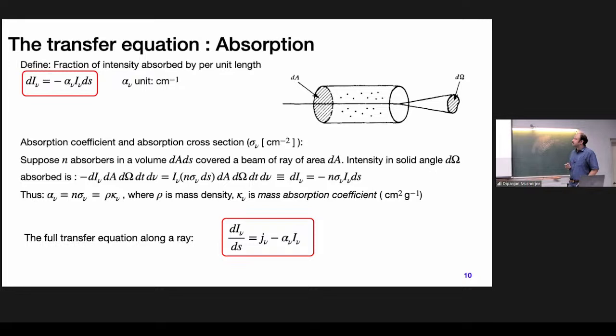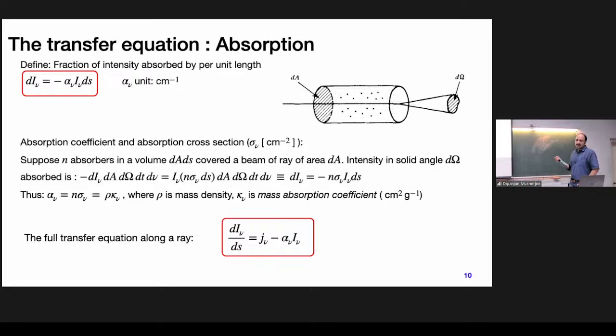What about absorption? Suppose that the ray of light is passing through a volume, and that volume has elements that can absorb the light. Essentially a fraction of the energy is getting absorbed by the absorbing elements present inside the volume. To quantify this, we define an absorption coefficient, alpha nu, which is dI nu equals minus alpha nu I nu dS. This is the basic definition of alpha nu. We'll soon see how it is related to the fundamental microscopic quantities.